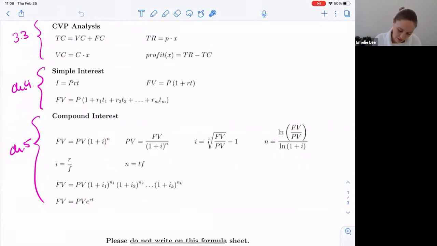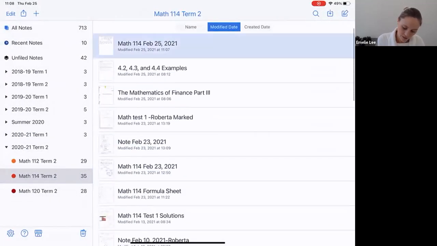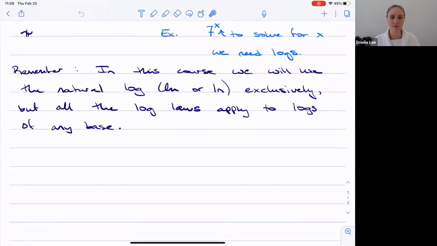Same thing here. We've got multiple powers, a power of e to the r times t. So we need to be able to solve for r and t, so we need methods to be able to do that. That's why we need this.